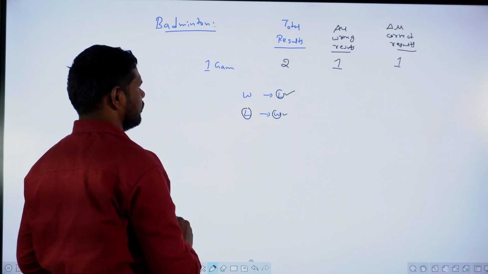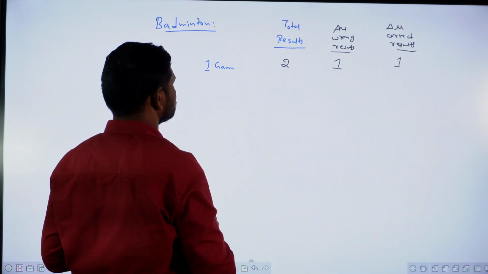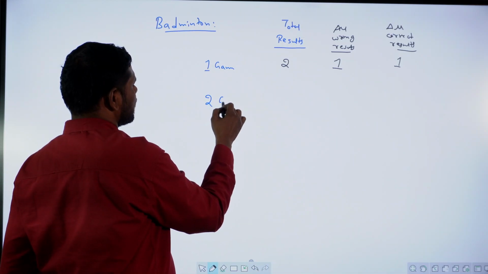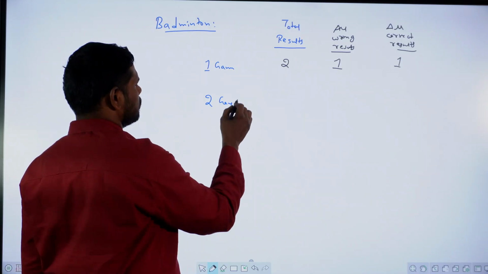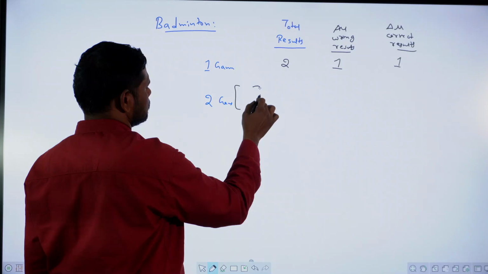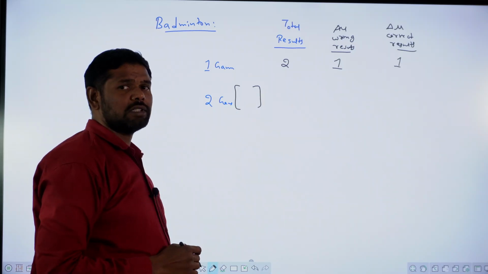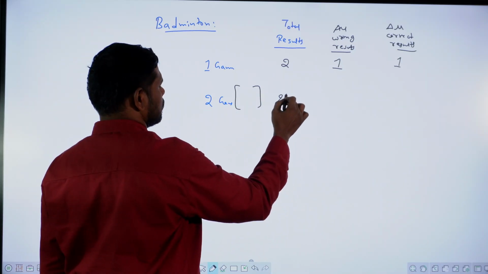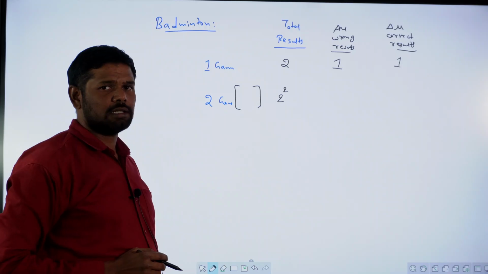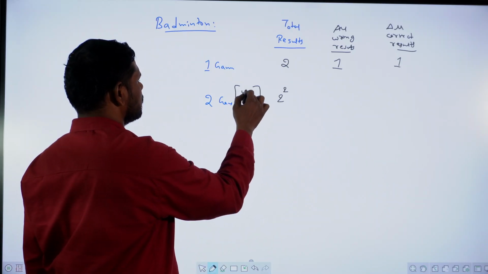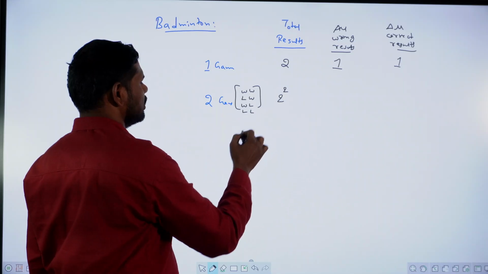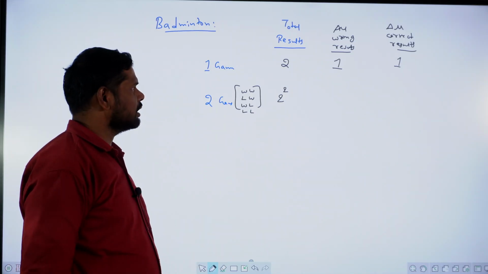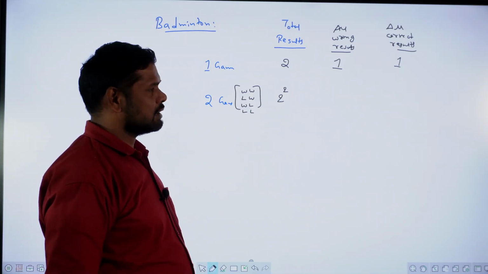That is the case. Next, if two games are there, the total number of results is two squared: both won, one won and one loss, one loss and one won, both loss. Four ways, right? Now all wrong results.